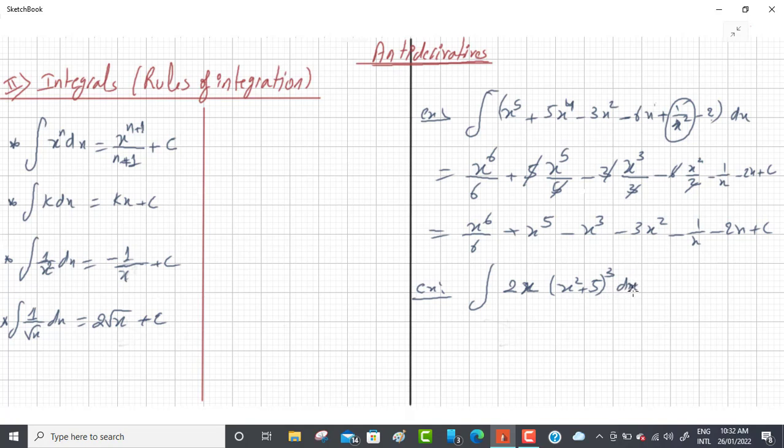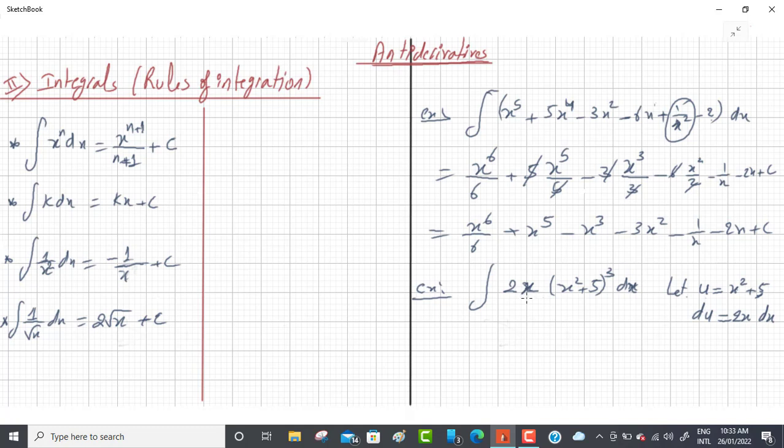Here we are going to use variable changing. Variable changing means that you change the variable. There is only one variable, and you change it. You take let u equal the factor, the biggest factor, you name it as u. Let u equal x squared plus 5. Then you have to find du. du is the derivative of u. Derivative of x squared plus 5: derivative of x squared is 2x, derivative of 5 is 0, dx.